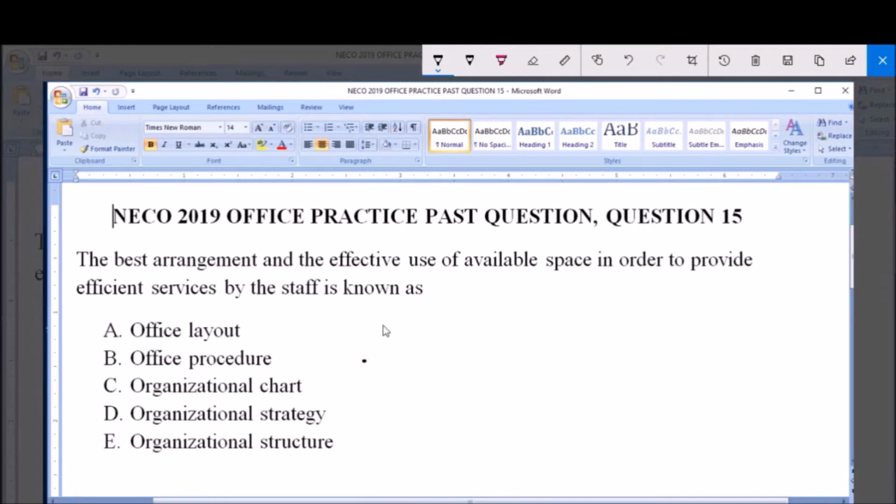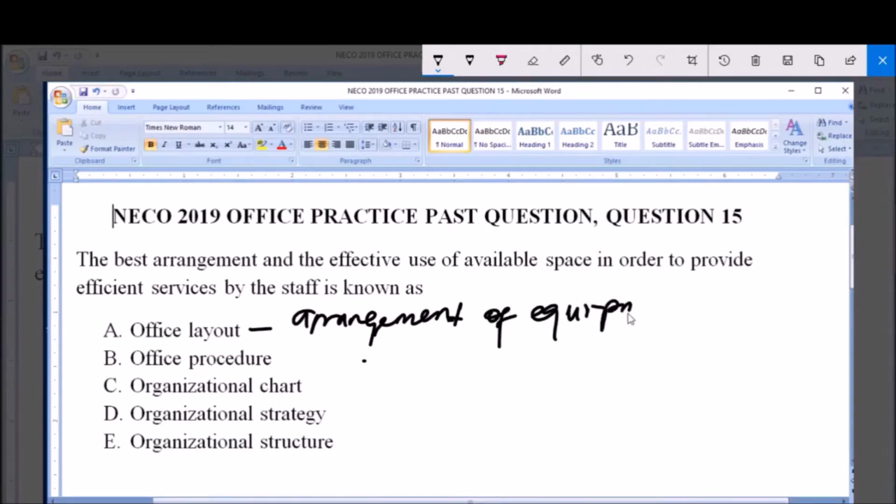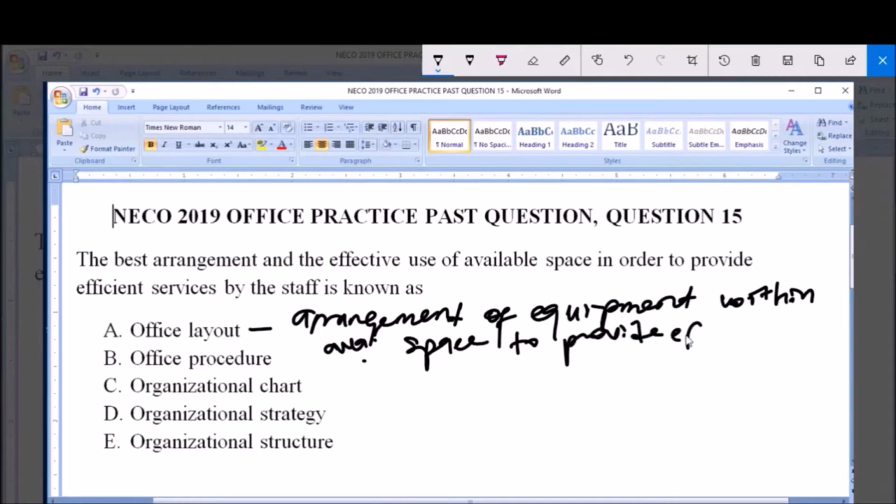Now A says office layout. Office layout simply refers to the arrangement of equipment within available space to provide efficient services.